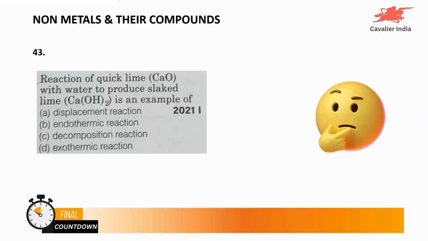Next is endothermic reaction. Then what? Decomposition reaction. Exothermic reaction. Which is that reaction? Let me check your answer. Okay, very good, Abhinav. Option D is the right answer. That is exothermic. When CaO reacts with water, Ca(OH)2 is formed, and this is a highly exothermic process that releases significant heat. Okay, clear.